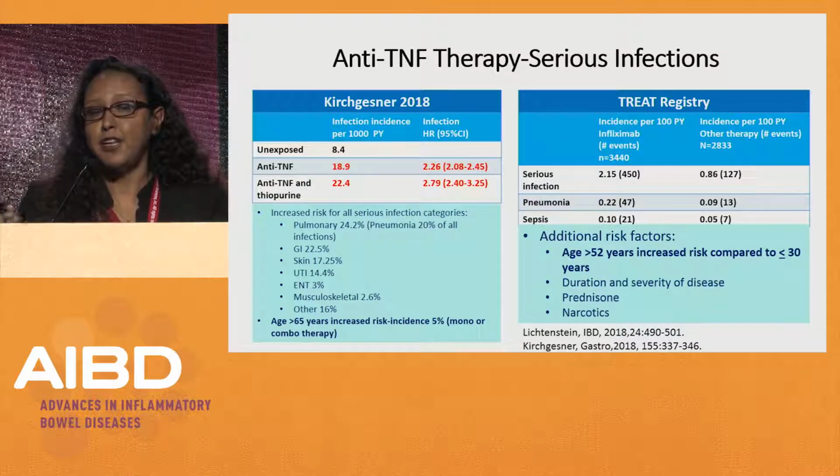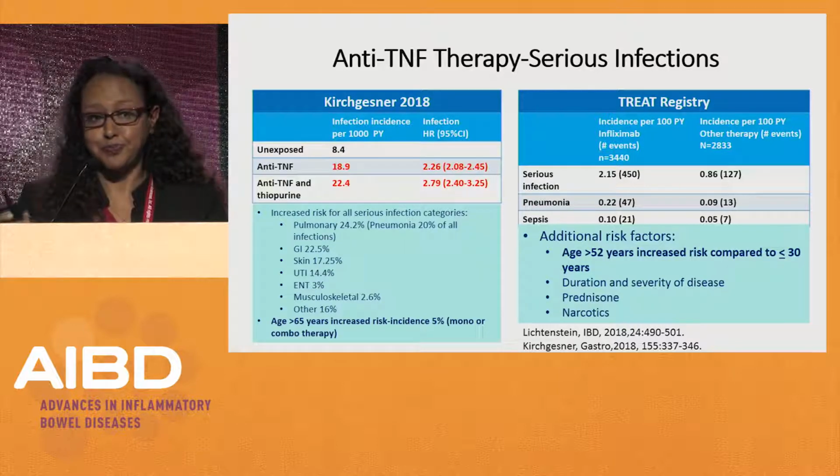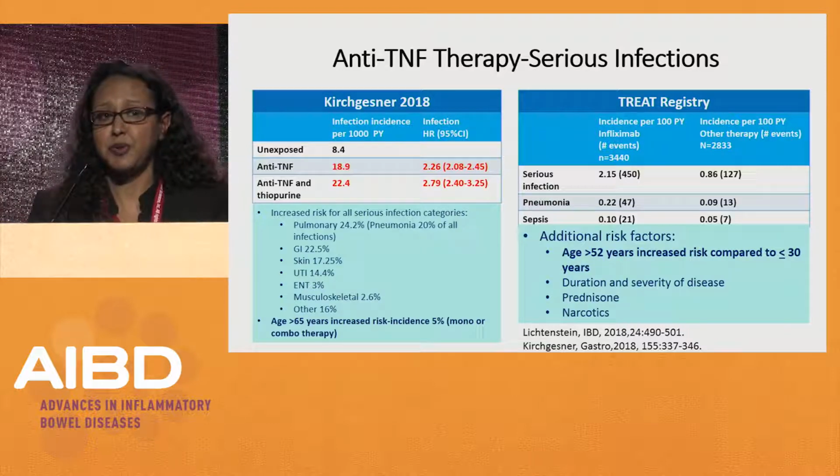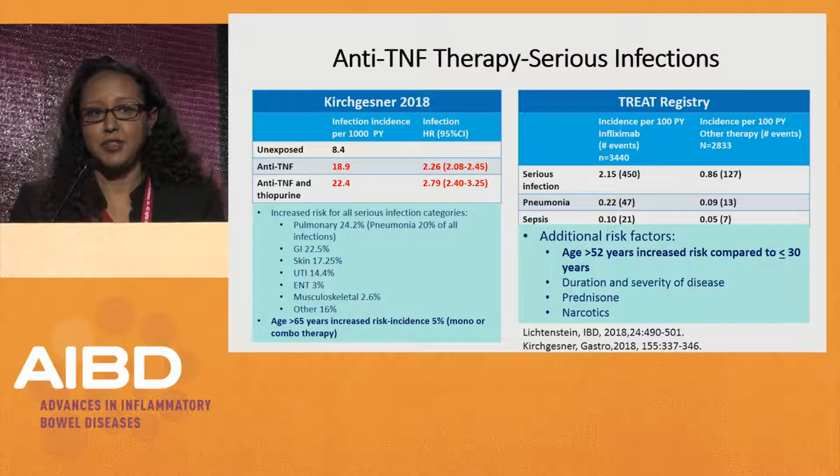Well, you've heard already over the past few days about this study out of Gastro. It's a French population study looking at serious and opportunistic infections in the population. So with anti-TNF therapy monotherapy, the risk is about a little bit less than 2% per year for serious infections. When you add a thiopurine to that, it goes a little bit more than 2% per year. The most common serious infection actually was pneumonia, but all risk categories were increased with anti-TNF therapy.